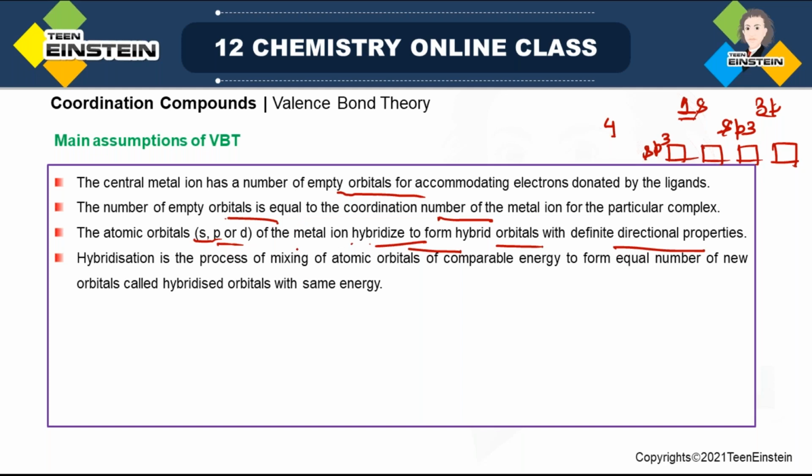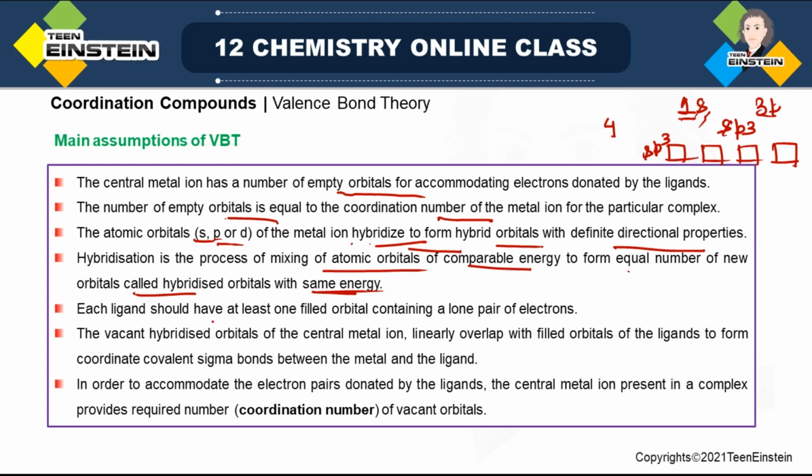So hybridization is basically the process of mixing of these atomic orbitals. And remember, for the atomic orbitals that we are mixing, for example here I am mixing 1 s with 3 p, or suppose you are mixing 4s and 4p, these two must be close with respect to energy. If there is a high energy difference, then this type of mixing or hybridization is not possible. And it will form an equal number of new orbitals. In this case, you are getting 4 new sp3 orbitals, all of equal energy.